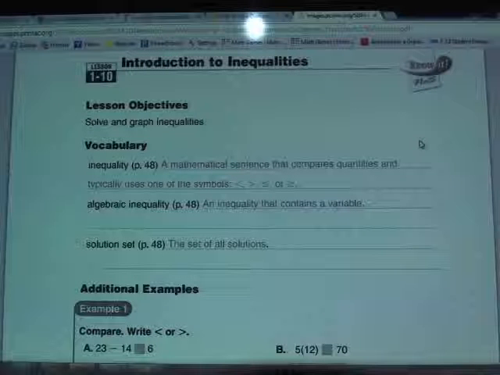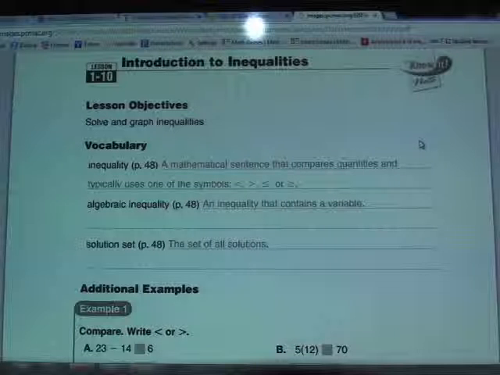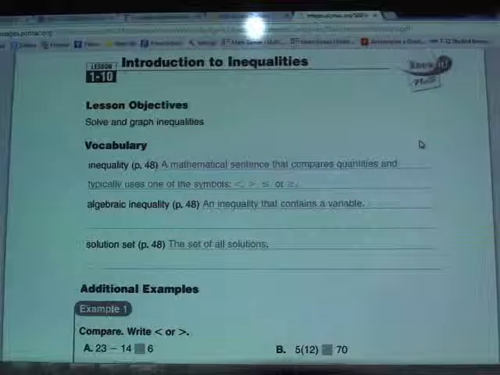This is a video presentation of Chapter 1, Section 10, Introduction to Inequalities. So let's go ahead and start off with the definitions here.